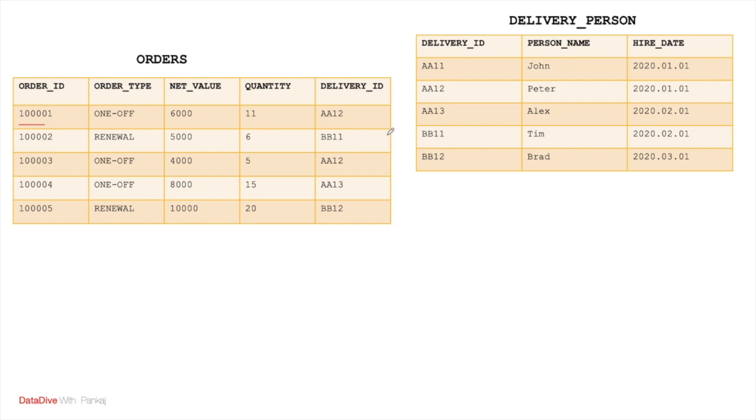So for a given order, I know this is my delivery ID. I will go to the delivery person table and see what is the matching delivery ID there. Is this it? And I will get the name of the person who is delivering that order. That is Peter. So now we know that this particular order is being delivered by Peter. Even if the person name is not present in the orders table, we can get it just by doing a lookup between the orders and delivery person tables.